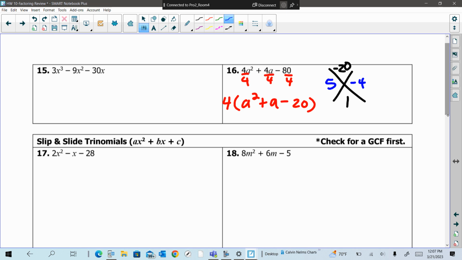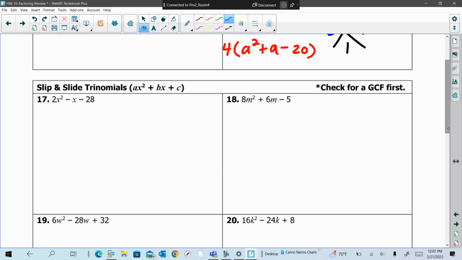Now 17 through 20 is your slide and multiply, because if I have a coefficient, I'm going to slide it and multiply it to the c. So in the x, it's a times c on the top. Slide and multiply. So a times c is at the top of the x. B, the middle term, is still in the middle.